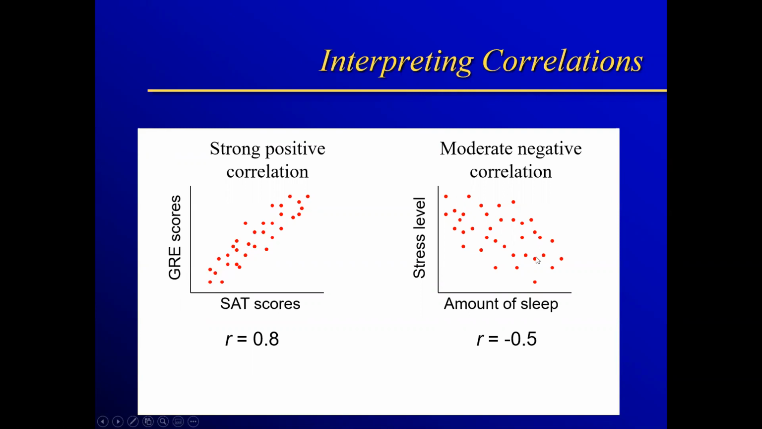And you can see here, we can still kind of see that negative correlation, but the dots are spread further apart, which means that this correlation is not as strong. All right.